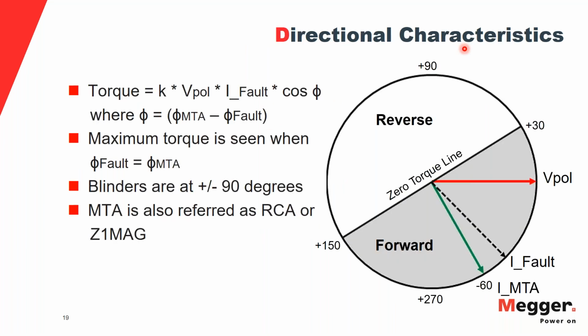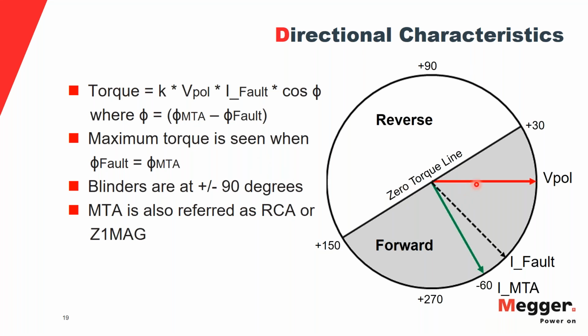Okay, now let's go and see what directional characteristics are and how we can define a characteristic in a relay. As I explained to you, this directional relay works on the principle of voltage phasor and current phasor. But the way it operates, traditionally, is on torque. The voltage phasor and the current phasor interact with each other. There is a development of torque, and based on whether it's on the forward side or reverse side, it's going to trip or restrain.